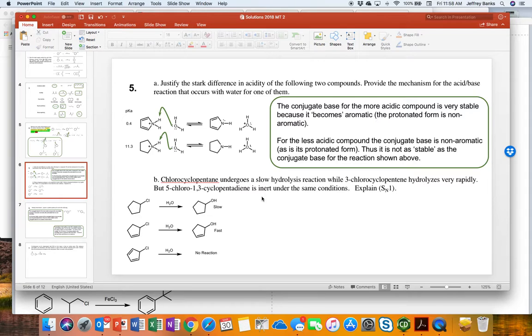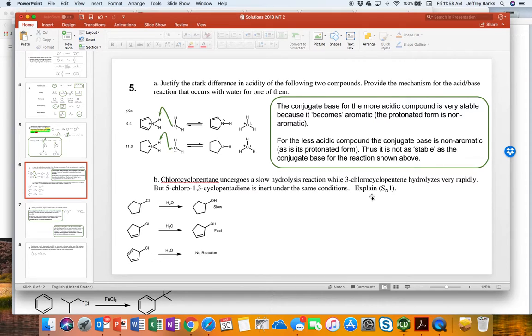So question B is kind of similar. It's telling us that chlorocyclopentane undergoes a slow hydrolysis reaction while 3-chlorocyclopentene hydrolyzes very rapidly. I've given you the structures. You should be able to figure out by the names that this is chlorocyclopentane, this is 3-chlorocyclopentene, and this is 5-chloro-1,3-cyclopentadiene. And in this case, there's no reaction.